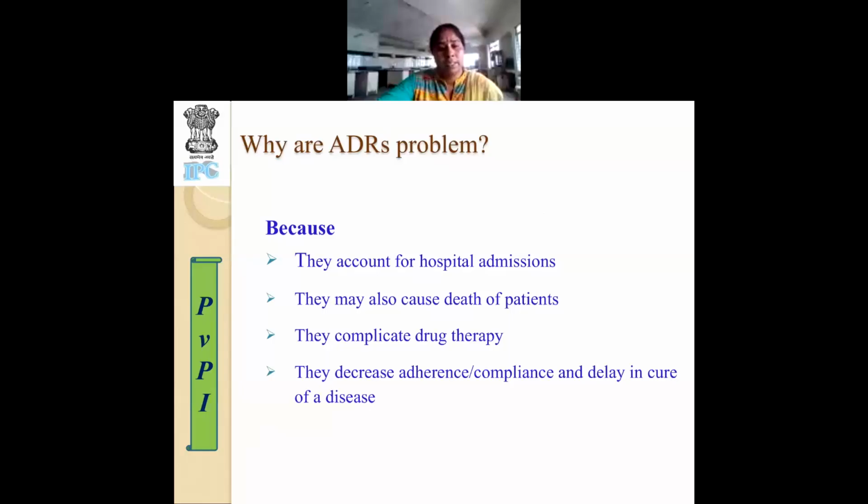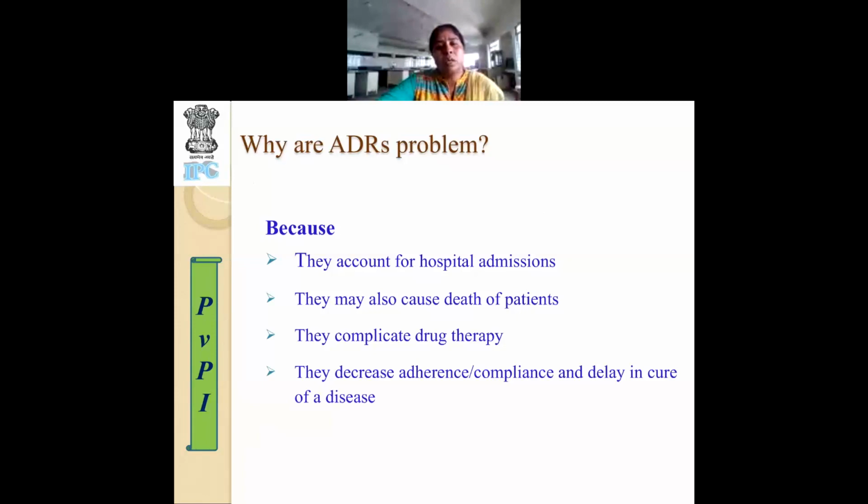But it may cause death of the patients. And in the upcoming slides, I'll be highlighting the past history of pharmacovigilance. There were many deaths also due to the adverse drug reactions of a drug. They may also complicate the drug treatment. Here I can give you one example.